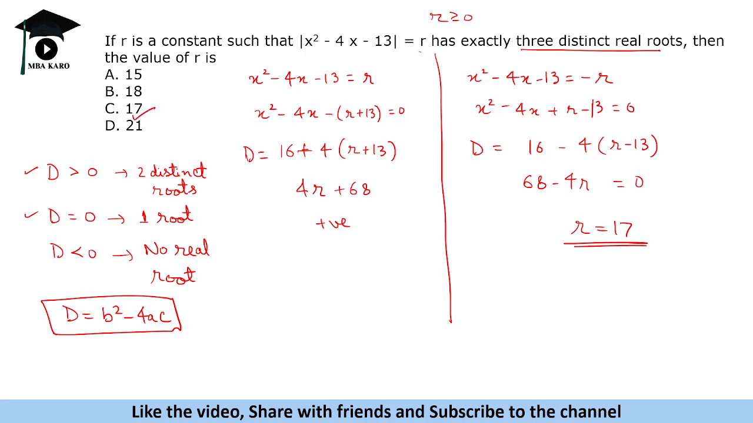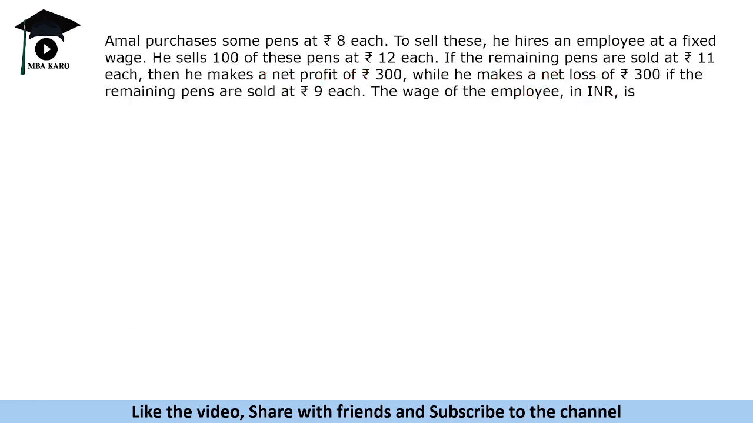Okay. Next question. Amal purchases some pens at rupees 8 each. To sell these, he hires an employee at a fixed wage. He sells 100 of these pens at rupees 12 each. If the remaining pens are sold at 11 each, then he makes a net profit of 300, while he makes a net loss of 300 if the remaining pens are sold at rupees 9 each. The wage of the employee in rupees is INR.